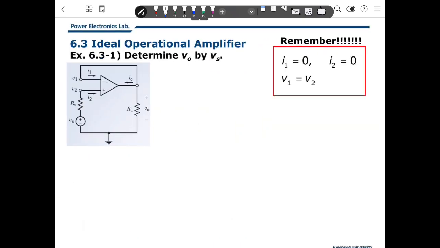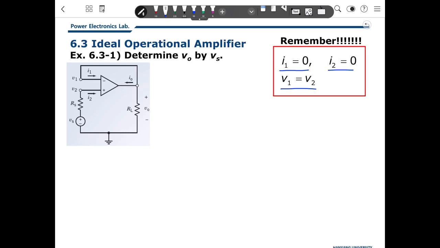So I will tell you how to solve the circuit when the circuit has an op-amp. It's very important, very important. Don't forget this. This is very important. I1 is 0, I2 is 0, and V1 and V2 are equal. That is the most important thing. Okay?